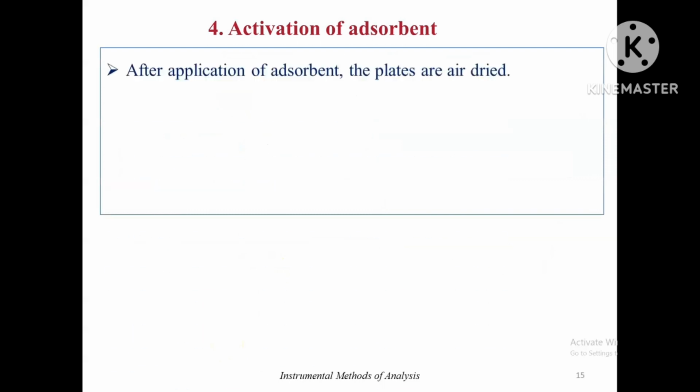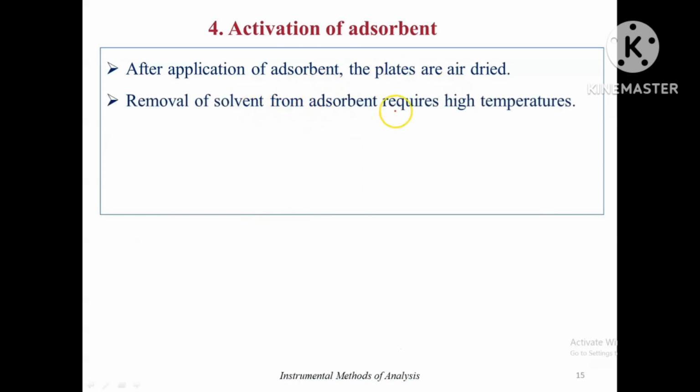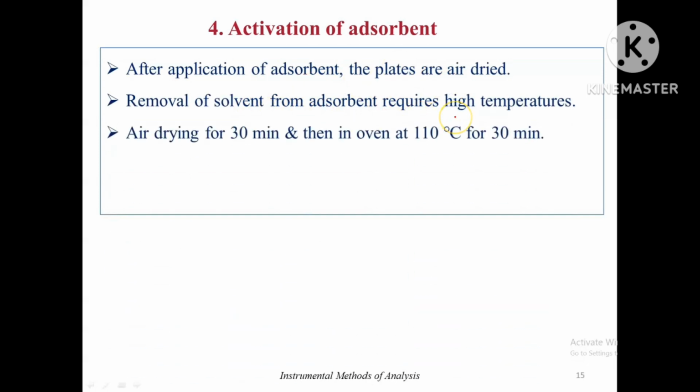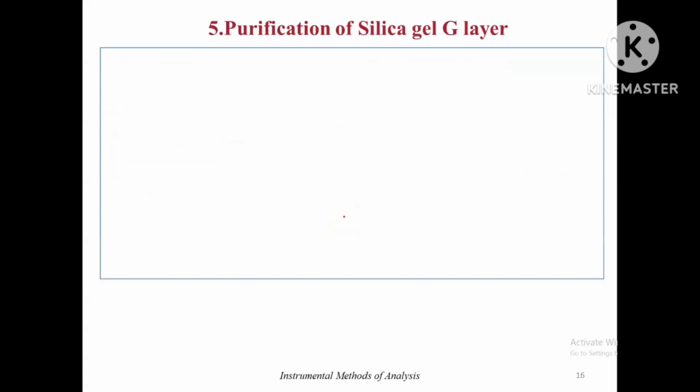The next step is activation of the adsorbent. After application of the adsorbent, the plates should be dried. Removal of the solvent from the adsorbent requires high temperature. So, after preparing the TLC plates, they should be air dried for 30 minutes and then dried in an oven at 110 degrees centigrade for 30 minutes. Further, in order to get the active layers of silica gel or alumina, the plates can be heated in an oven at 150 degrees for 4 hours. So this is how TLC plates will be activated.